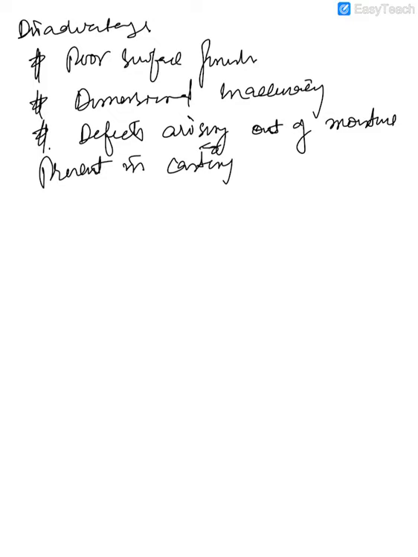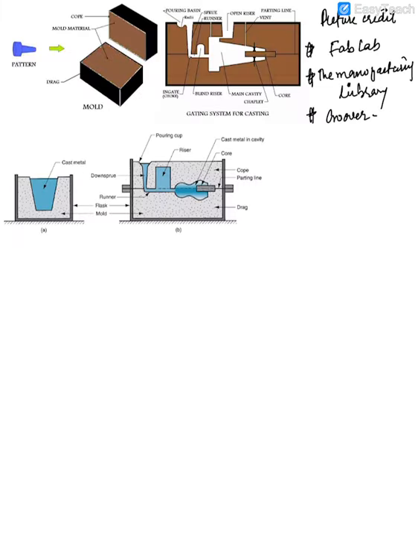Now, before proceeding further, let's be familiar with the terms that are associated with casting. Let's start with the terminologies. Our first term is the flask. A molding flask is one which holds the sand mold intact.